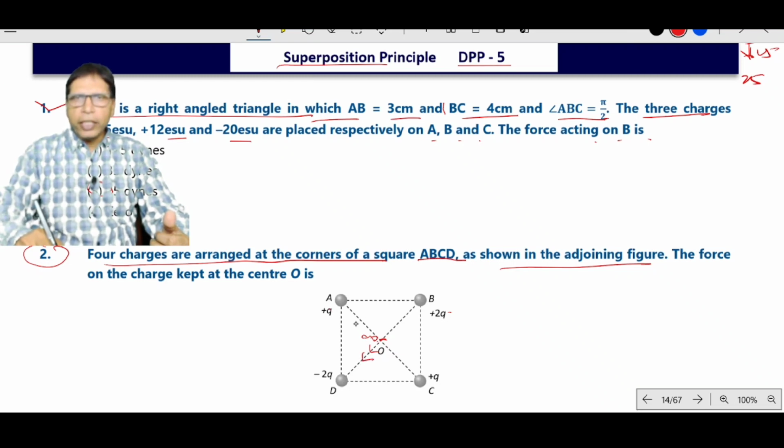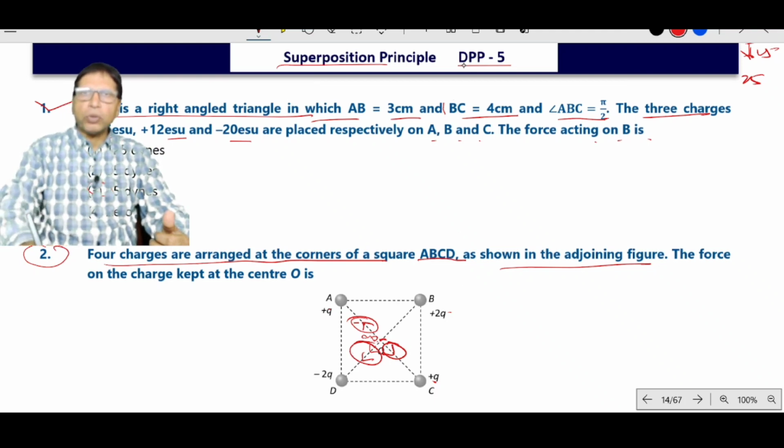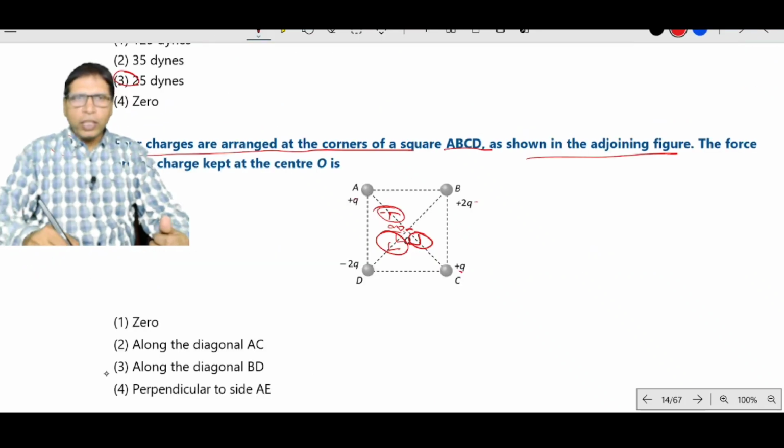And here Q charge repels Q0 charge at center along this direction, and this Q charge also repels. So these two repulsive forces cancel out, but these two attractive forces are added. Okay, so look at these options. So force is directed along the diagonal BD.